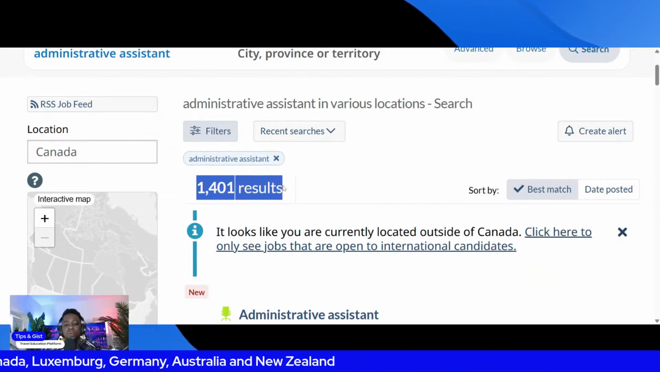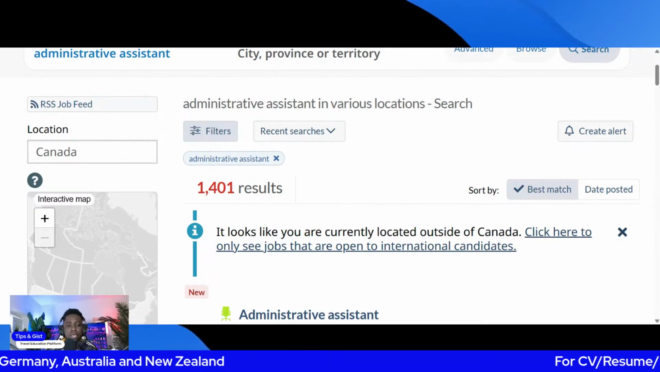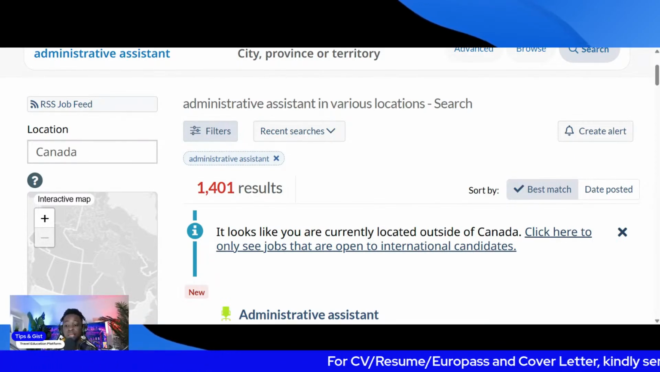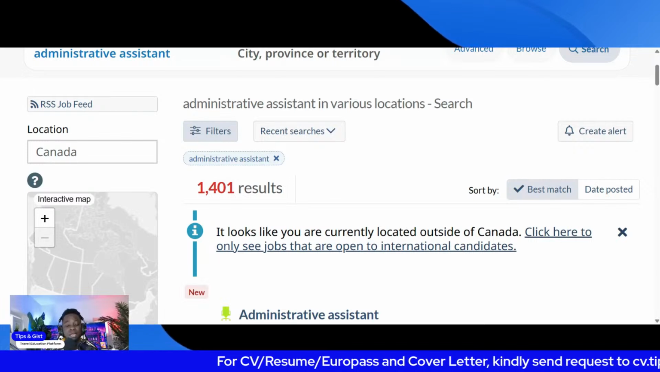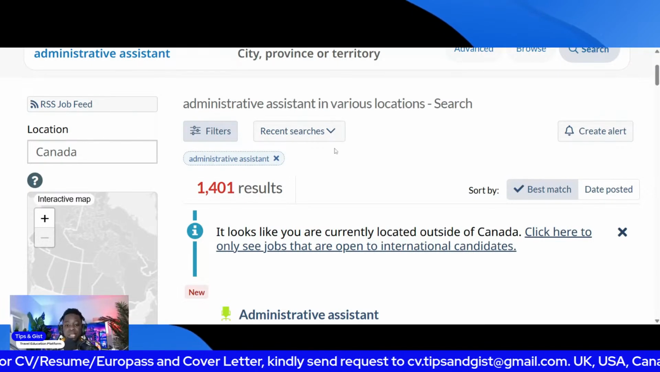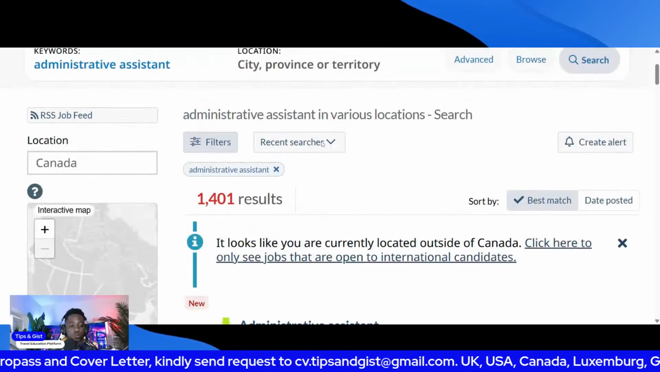Now, they told you that we can't apply for every job. That means all the 1,400 is not meant for us. Okay, it is not meant for us. So what do we do? They said we should visit a page. How do we visit a page? We need to filter to get to that page.